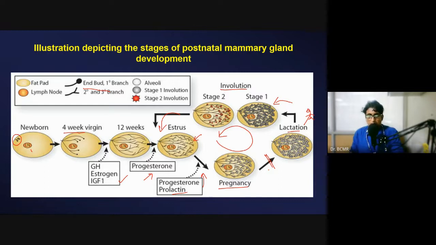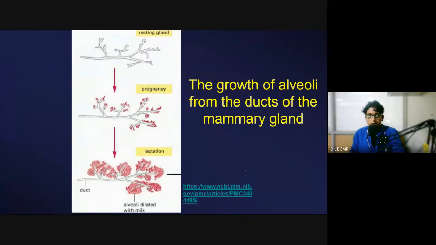So what I'm trying to also discuss is, I will finish in one more slide maybe, and then we'll have a discussion. A resting gland is something like this, and during pregnancy, it grows in size, and during lactation, it will start producing a large amount of milk. Right? It's not like mammary glands are always producing milk. It only happens during the time after the delivery.